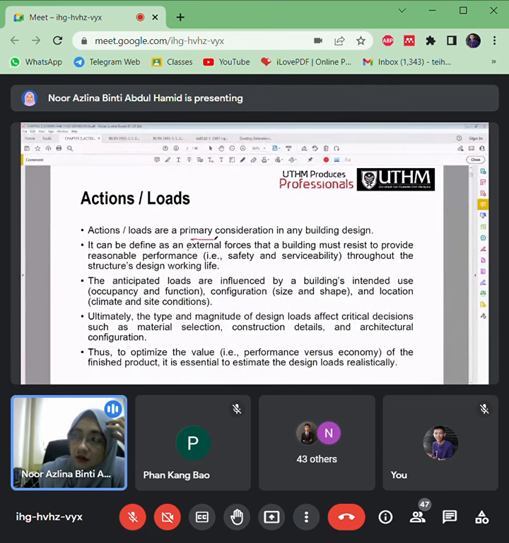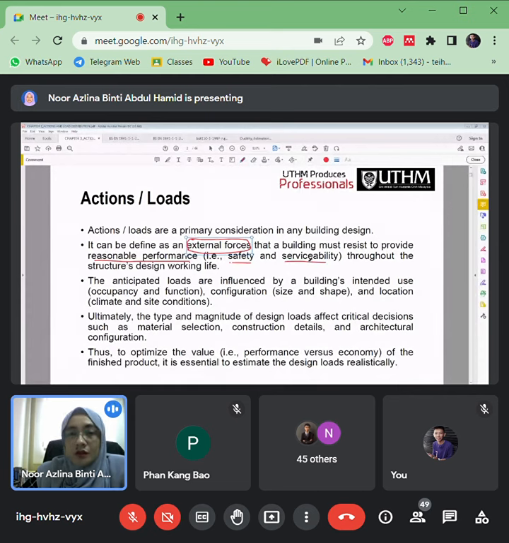This is what I mean, an external force. The external force comes from, remember, permanent loads and variable loads, right? All these loads will be carried by the structure. So we have to design to provide reasonable performance in terms of safety, serviceability, and stability, during its working life.